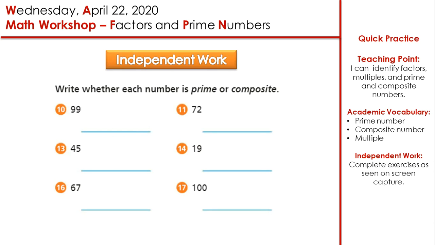So on this matter, we're going to be practicing with this 6-question exercise. You're supposed to tell whether each number is prime or composite. If you need to go back in this video to remind yourself about the criteria for every type, you're free to do so.